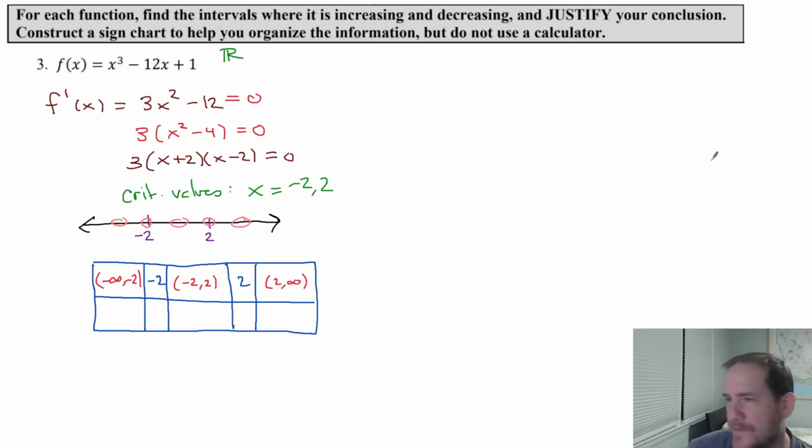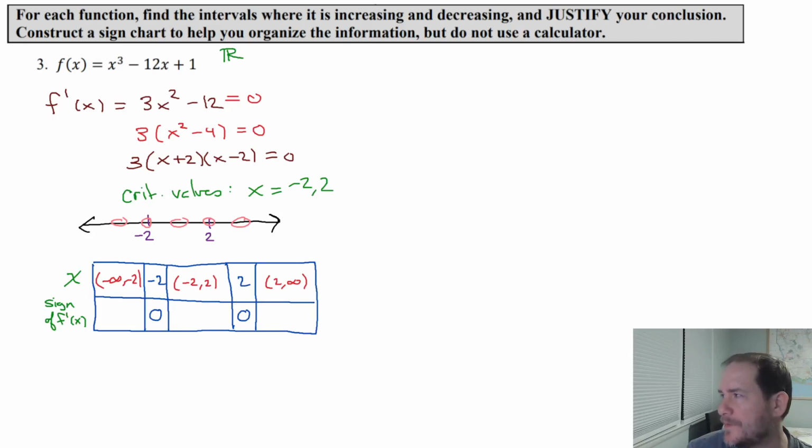And technically you might want another column. You might want to label that in this row we're talking about x's, and down in this row we're talking about the sign, S-I-G-N, not sine like sine, cosine, tangent, but sign like positive or negative. And so we're doing the sign of the derivative, f prime. And we know that at -2 the derivative is exactly 0. At 2 the derivative is exactly 0. But in these intervals it's got to be positive or negative.